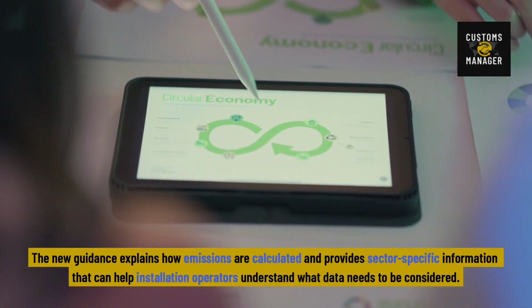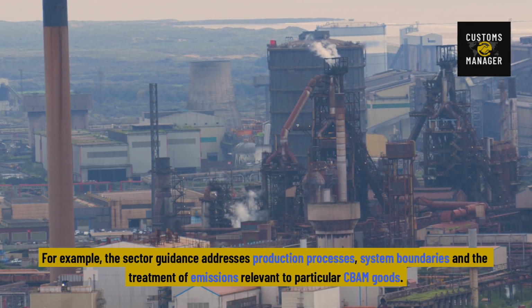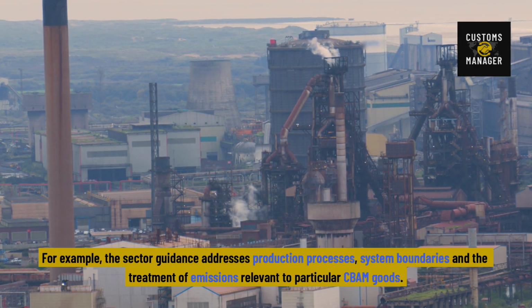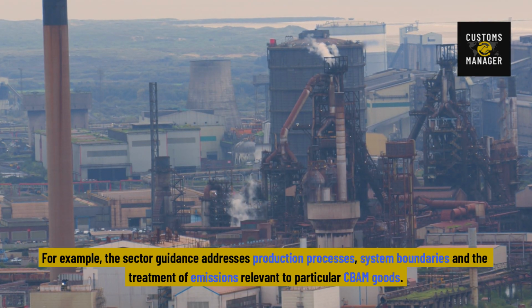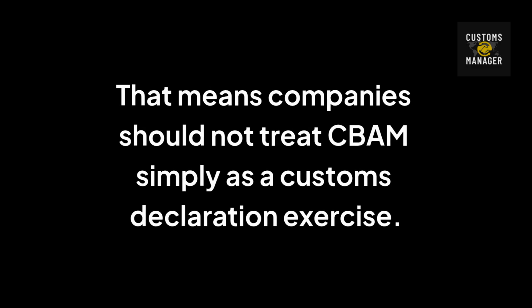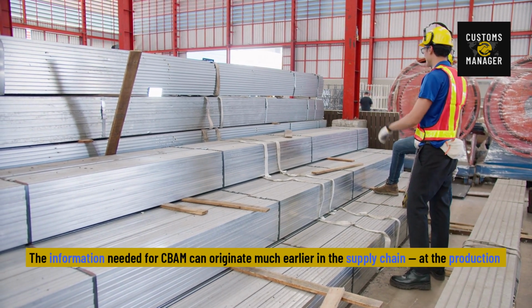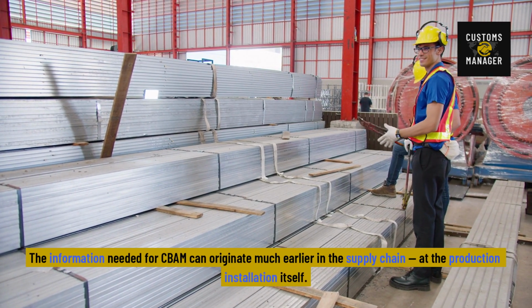needs to be considered. For example, the sector guidance addresses production processes, system boundaries, and the treatment of emissions relevant to particular CBAM goods. That means companies should not treat CBAM simply as a customs declaration exercise. The information needed for CBAM can originate much earlier in the supply chain, at the production installation itself.